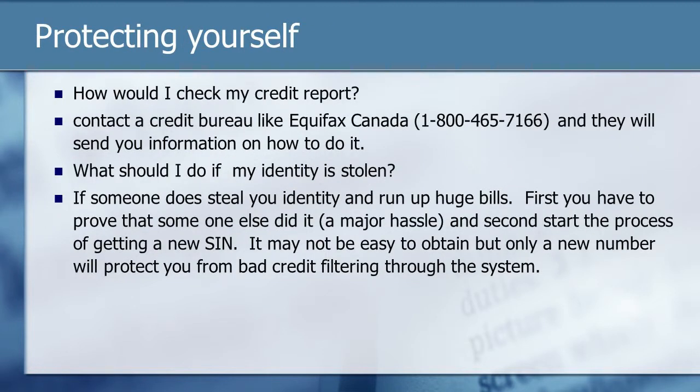You can get a credit report from someone like Equifax. They'll send you the information. And if you are in the unfortunate situation of having someone steal your identity and running up some big bills, basically you have to first of all prove that you didn't do it, which is a major hassle. But the second part of the process is to get a new social insurance number. And it's not always easy to do that, but the only way to separate you from your electronic self from what's happened is to really become a new electronic person, which is basically your social insurance number. So that's what you've got to do.